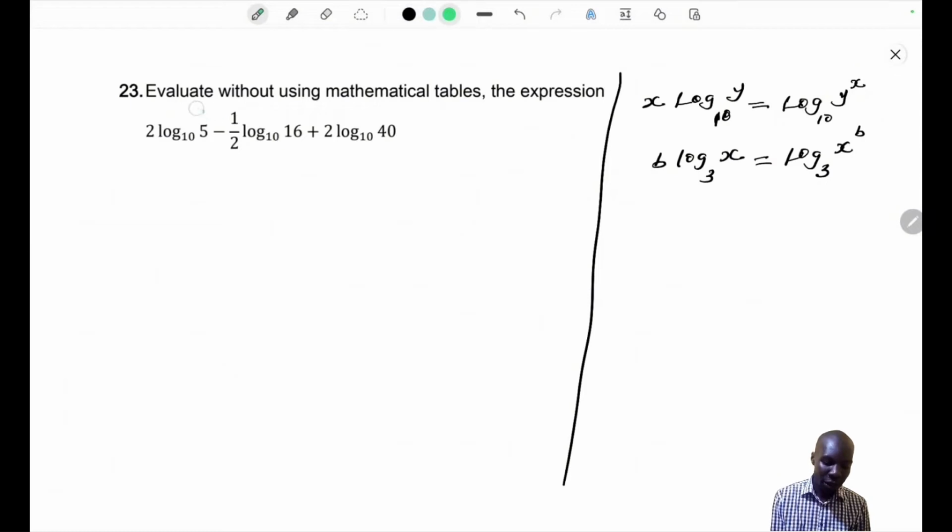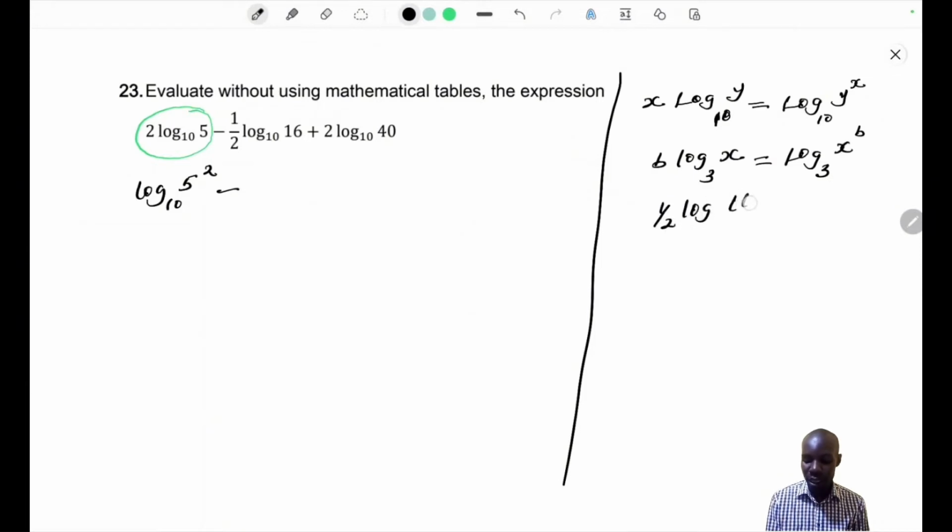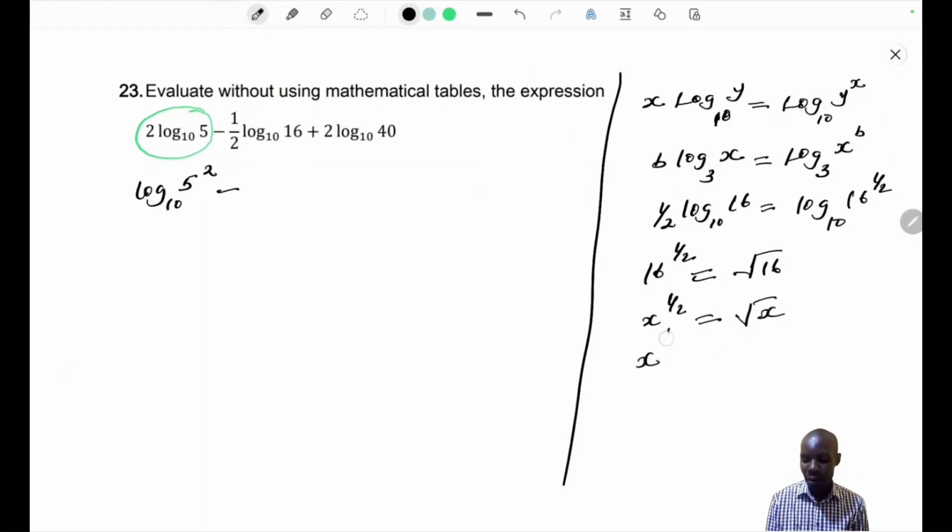So if we have 2 log of 5 to base 10, remember this can be written as log of 5 to power 2 to base 10 minus, we now have a half log of 16 to base 10, which can be written as log of 16 to power a half to base 10. And remember, we said that 16 to power a half is the same as the square root of 16. If you have x to power a half, this is the same as square root of x. If you have x to power 1 over 3, this is the same as the third root of x. If you have x to power 1 over 4, this is the same as the fourth root of x, like that.